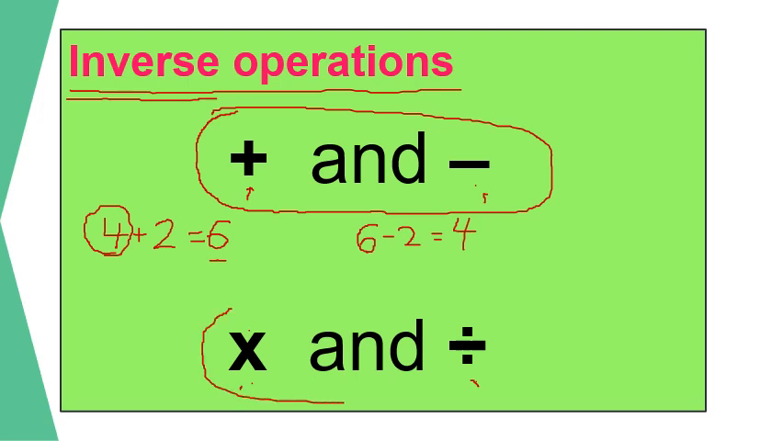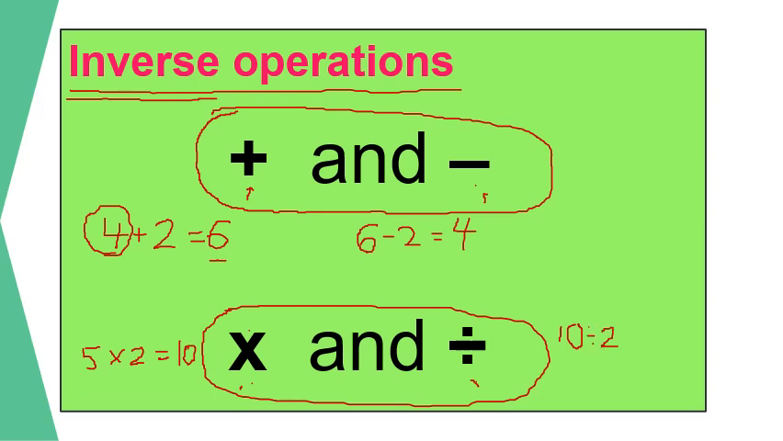Same with multiplication and division. Often you might hear me say that division undoes multiplication. So let's say we've got 5 times 2 equals 10. If I start with my product, which is 10, and I divide it by 2 instead of timesing it by 2, I'm going to end up with a quotient of 5. So I'm back to where I started from, 5. So division undoes the multiplication, and it has an inverse relationship with the multiplication operation.